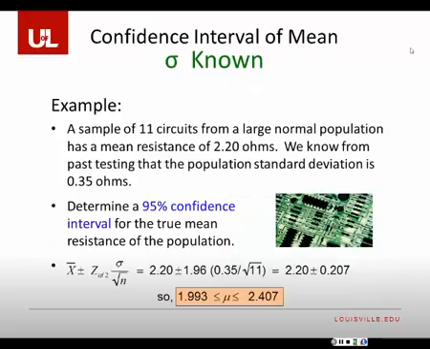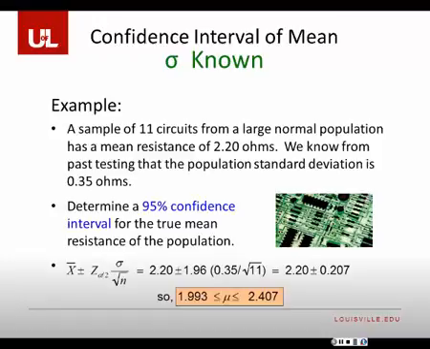So here's one example: a sample of 11 circuits from a large normal population has a mean resistance of 2.02 ohms. We know from past testing that the population standard deviation is 0.35. Determine the 95% confidence interval for the true mean. So again, we set up our problem just as we've done before. We get our sample mean. Our sample mean here was 2.2. We want to know a 95% confidence interval.